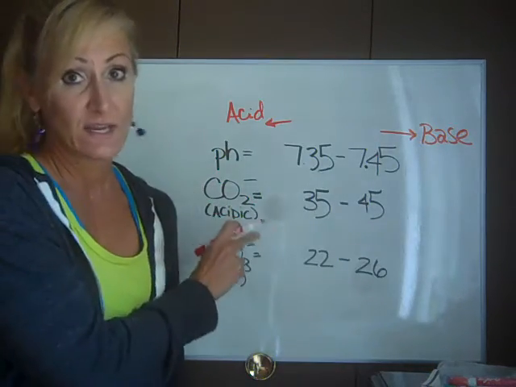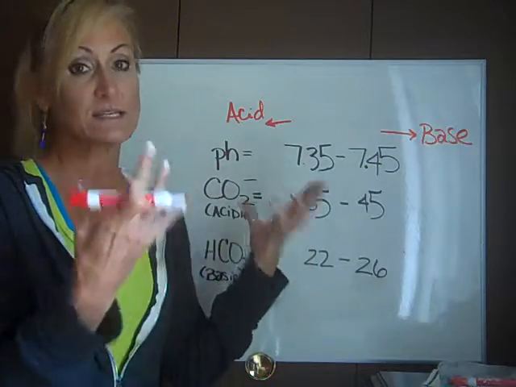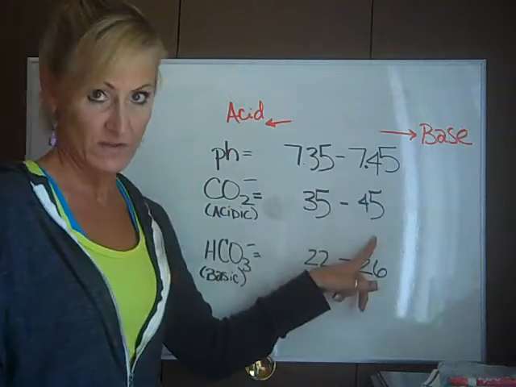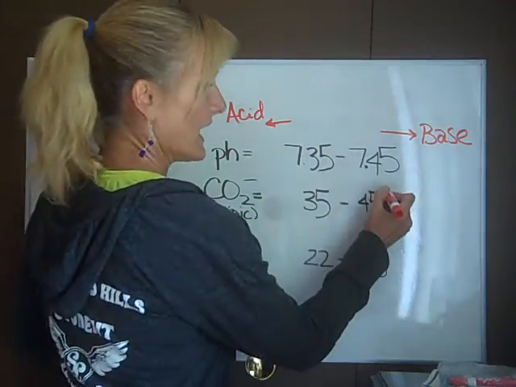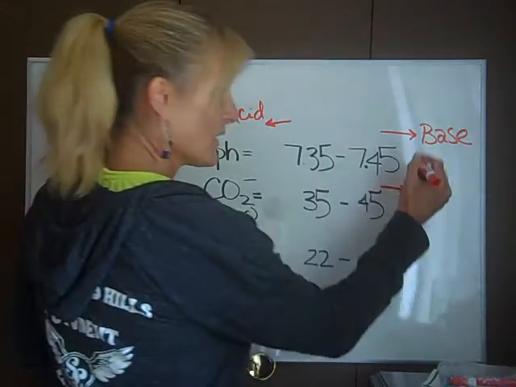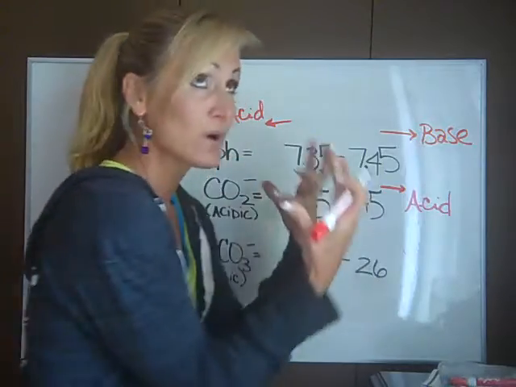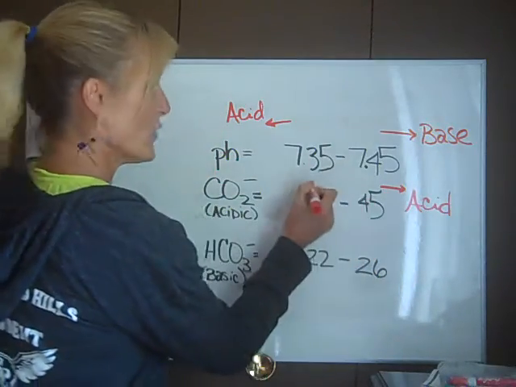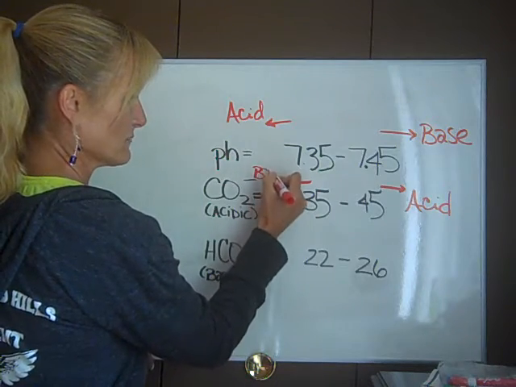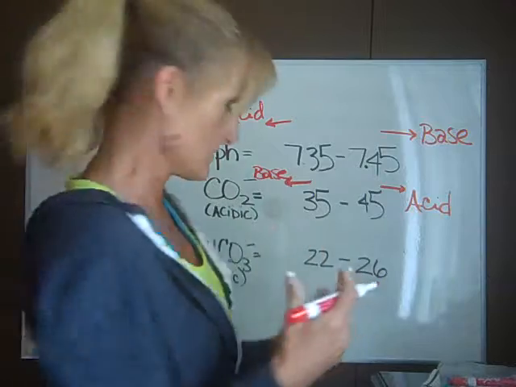The next thing you need to look at is carbon dioxide. Carbon dioxide by itself is fairly acidic. Normal carbon dioxide levels are 35 to 45. So when you have higher than 45 carbon dioxide, this is more acidic because carbon dioxide is acidic. When you have less carbon dioxide, this is more base. And we're going to go over some scenarios about why you might have one or the other.